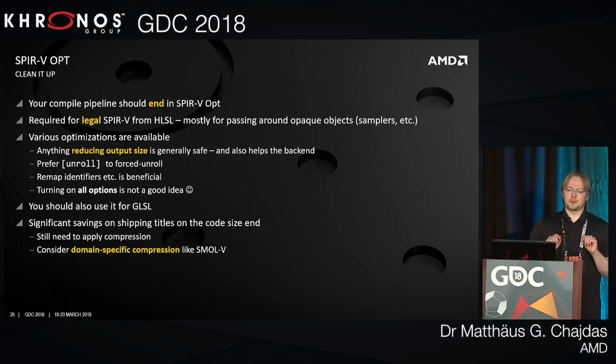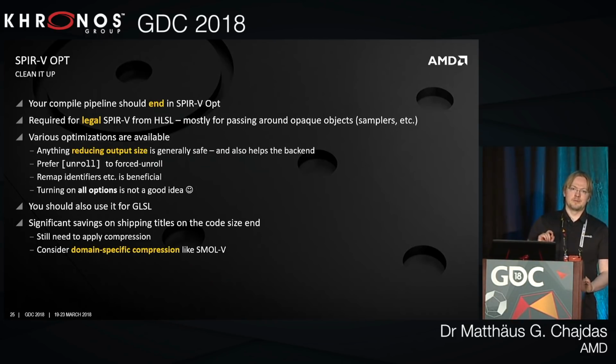But at the same time, it does optimizations, and those optimizations reduce the output size. So anything which makes your SPIR-V smaller after you have run it through the optimizer is generally a safe assumption that it will make your SPIR-V run faster. And if it doesn't make your SPIR-V run faster, it will at least make your compile time faster, so you will save time when the game loads up for the first time. So there is no excuse to not use SPIRV-Opt, right? You should always be using it.